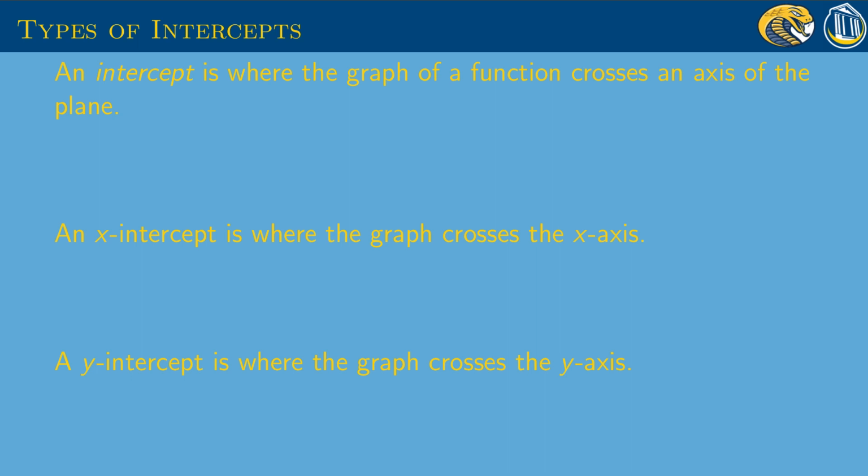And the y-intercept is where the graph crosses the y-axis. Notably, every polynomial has only exactly one y-intercept, but it can have multiple or no x-intercepts, depending on the problem.